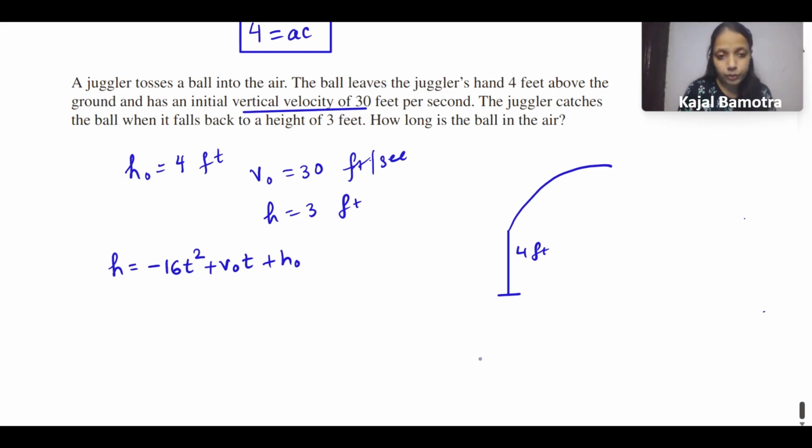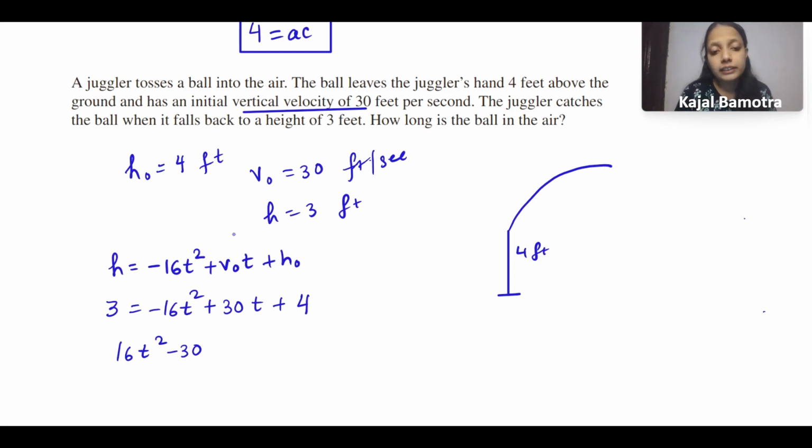So I will substitute the values. This is 3. Negative 16t squared, v naught is 30, h naught is 4. Shift everything to one side. So 16t squared minus 30t, and 3 minus 4, negative 1, equals 0.